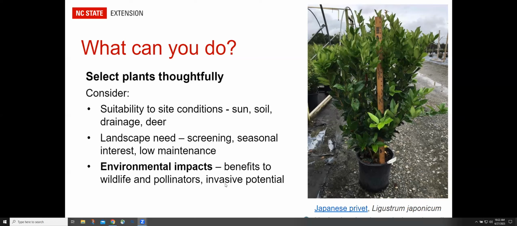But we need to also bring into our considerations this layer of environmental impacts, both good and bad. So more and more people are thinking, when they choose a plant, is this good for pollinators? Do the flowers support native bees, support different pollinators? Do they have benefits for birds and other wildlife? And we want to add to that consideration the invasive potential.